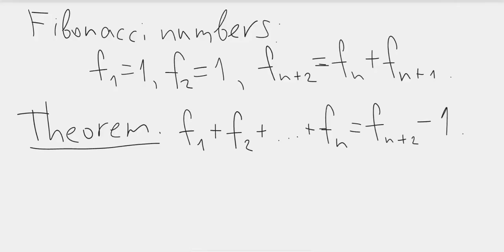In this video I'm going to talk about the sum of the first n Fibonacci numbers. So basically the Fibonacci numbers are defined recurrently. This is the definition. The first two terms are equal to 1, and then each term is equal to the sum of the previous two terms.